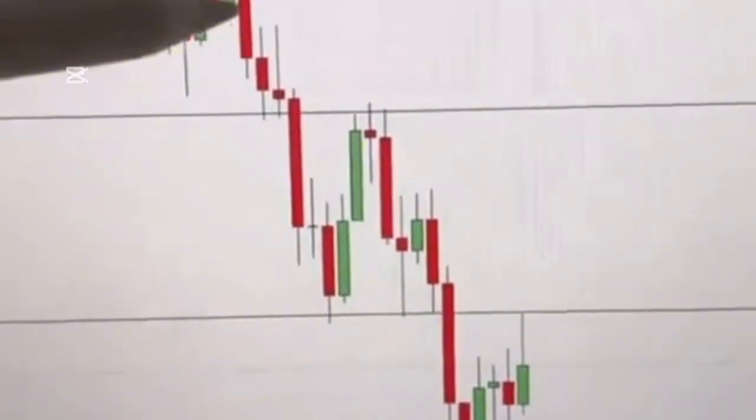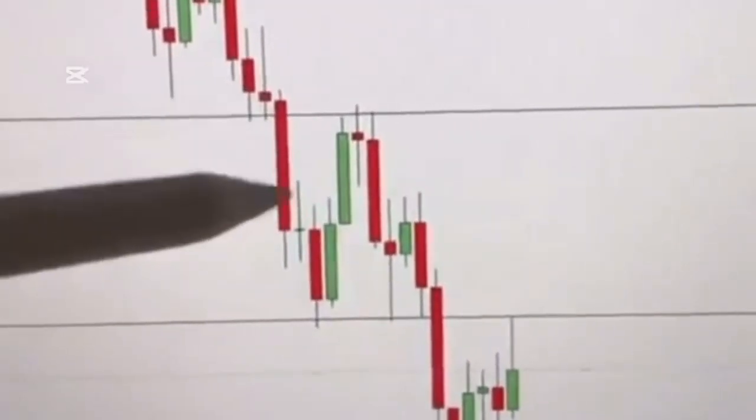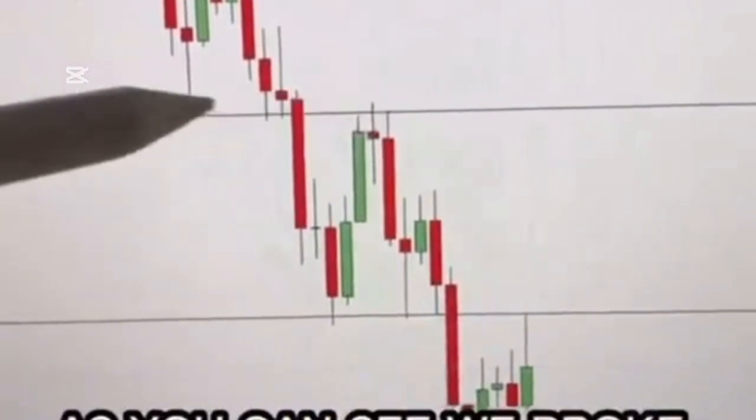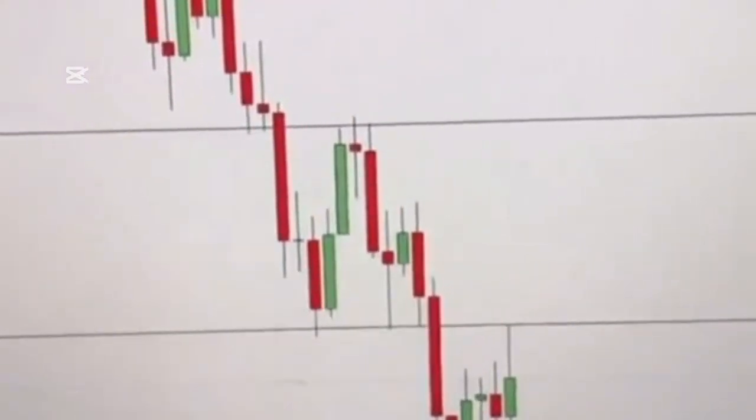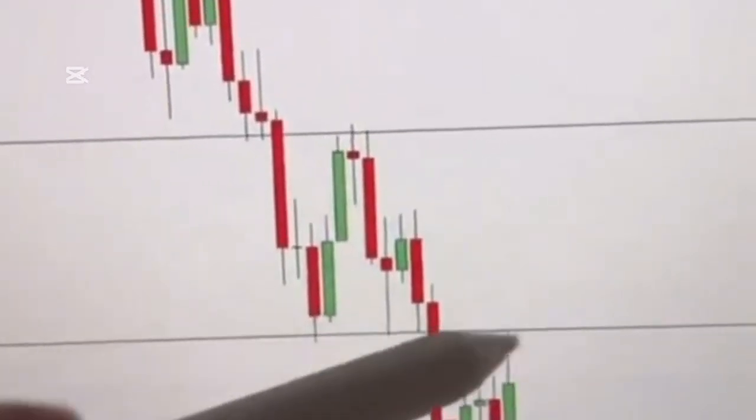Now we want to place our support and resistance on the weekly time frame. As you can see, we broke support and created a resistance. Same here, support, broke below, came back up, and we're currently trading at resistance.